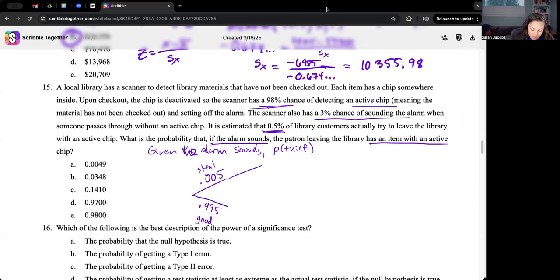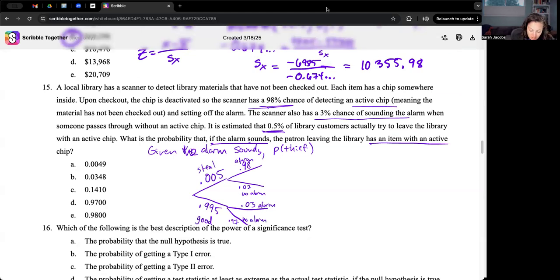If the person is trying to steal the book, there's a 98% chance of alarm. If there's a 98% chance of alarm, that means there's a 2% chance of no alarm. And we'll do the same thing here. If the person is not trying to steal, there is a 3% chance of alarm, which means there's a 97% chance of no alarm.